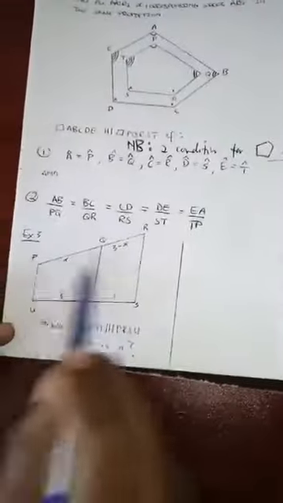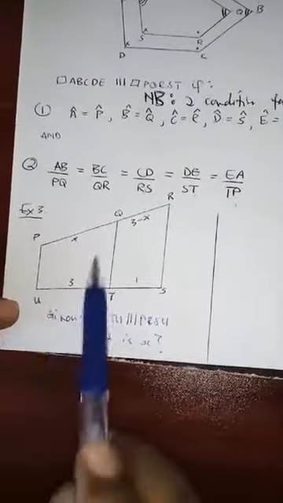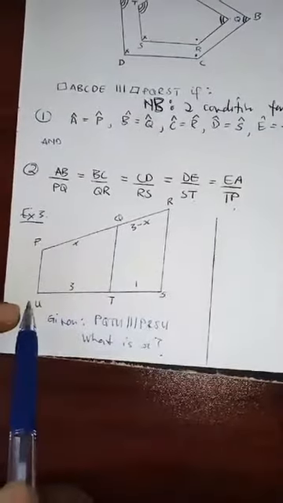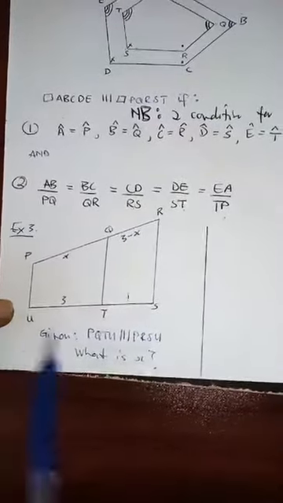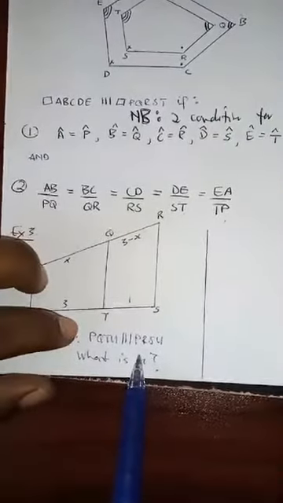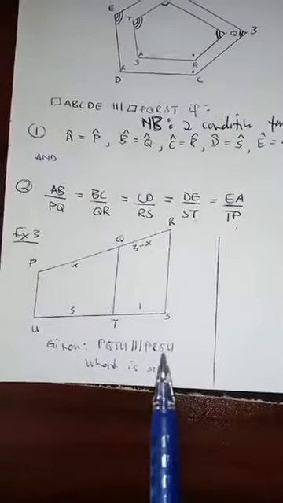Okay, so here's a quick exercise. If you have this polygon, you are told that polygon PQTU is similar to polygon PRSU, and the question is, what is X? Can you quickly find X?